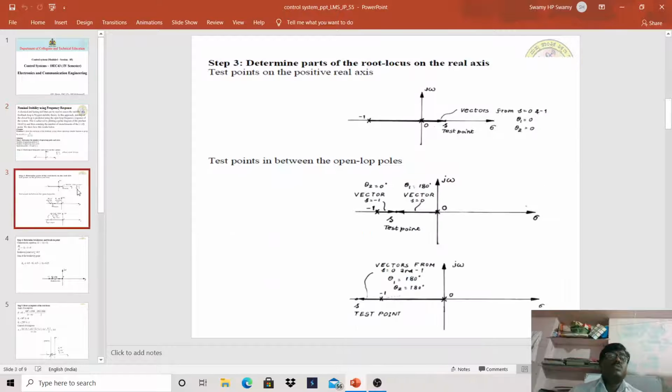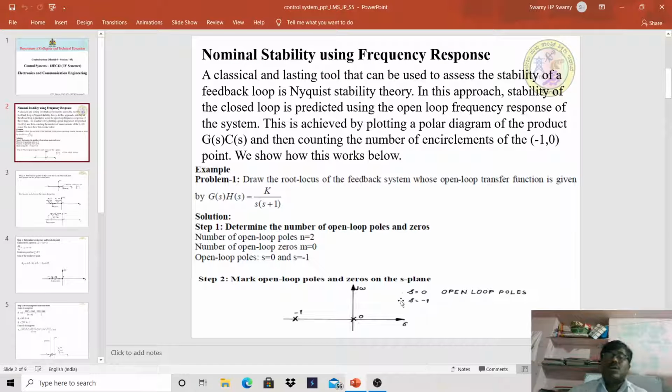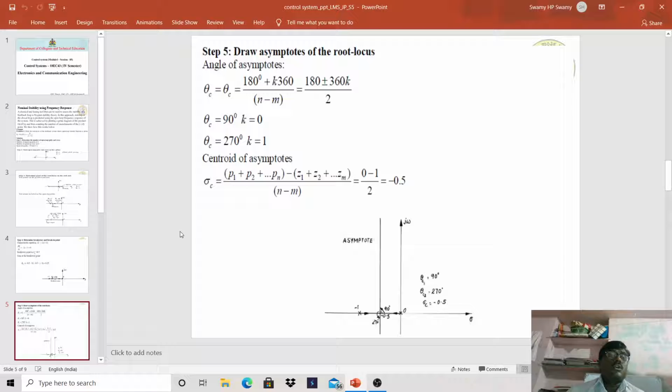Next you have to mark these poles in the s plane. This is the real axis, this is the imaginary axis. S is equal to 0 you mark with a cross sign as a pole at the origin, and -1 is on the negative real axis, shown by a cross mark at -1. So these poles are marked on the s plane. Now in the next step you have to draw asymptotes.